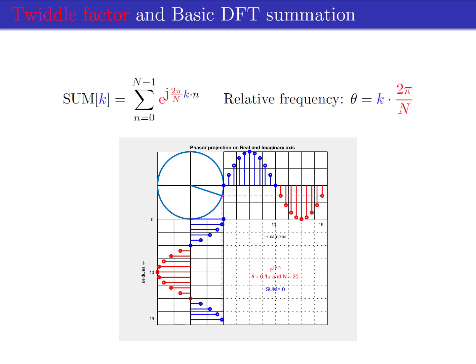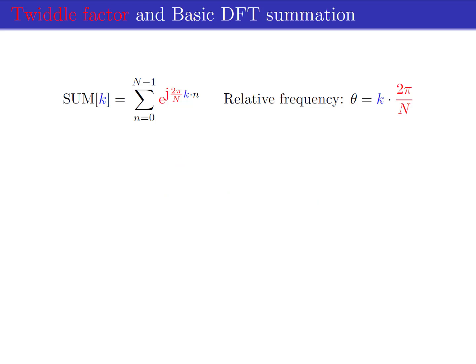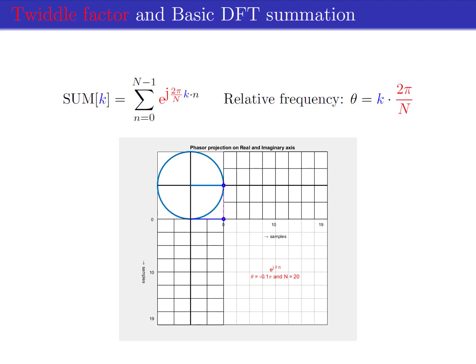If we take the summation over one period of N is 20 samples, we see that both real and imaginary parts add up to 0. In other words, the summation over one period of N is 20 samples of the discrete time phasor with relative frequency theta is 0.1 pi results in 0. It's obvious that the result is the same if we use the negative frequency theta is minus 0.1 pi. In this case, the vector turns clockwise.